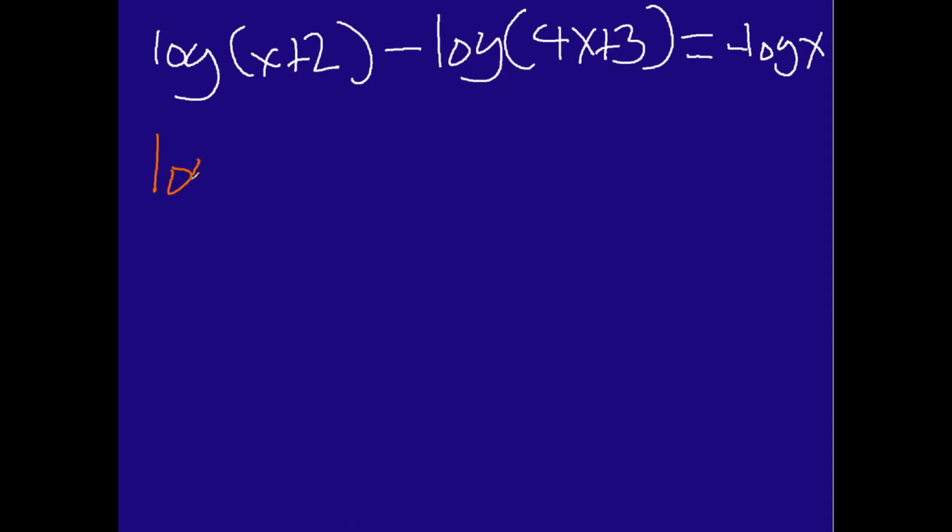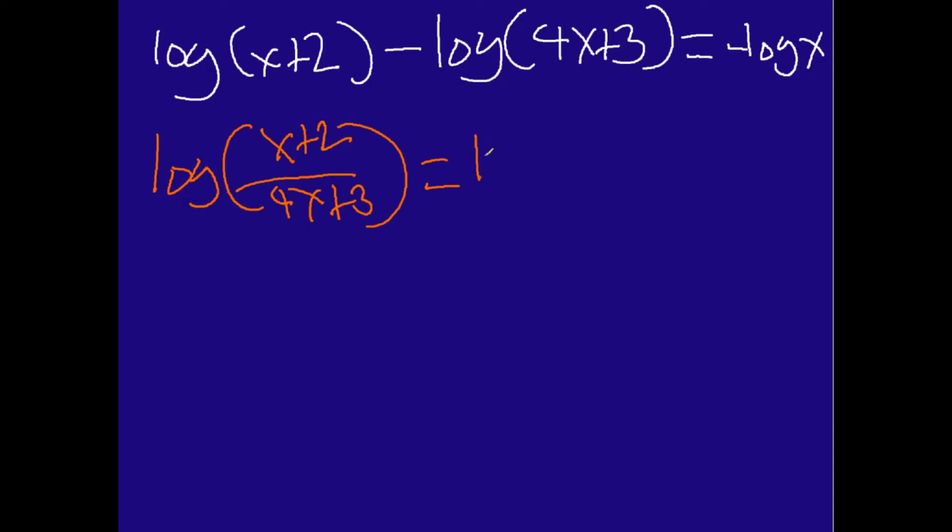And so here's what we got. We get log multiplied by the quantity of x plus 2 over 4x plus 3. That's what we get, and then we get equals log of x to the minus 1. So I forgot to mention that we rewrote this. So negative log x can also be written as x to the minus 1. That's something I forgot to mention. Forgive me for that.